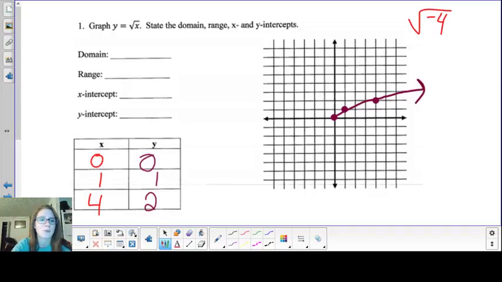So my domain deals with my x's. In this case, as you can see, we're getting bigger each time. I start with 0, then 1, then 4. So my domain is greater than or equal to my smallest x value of 0.